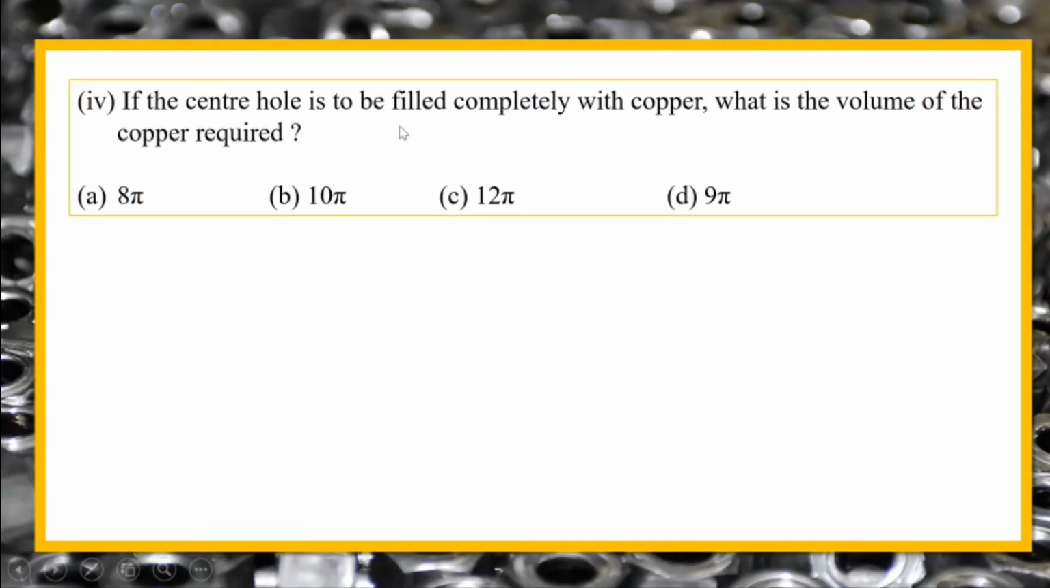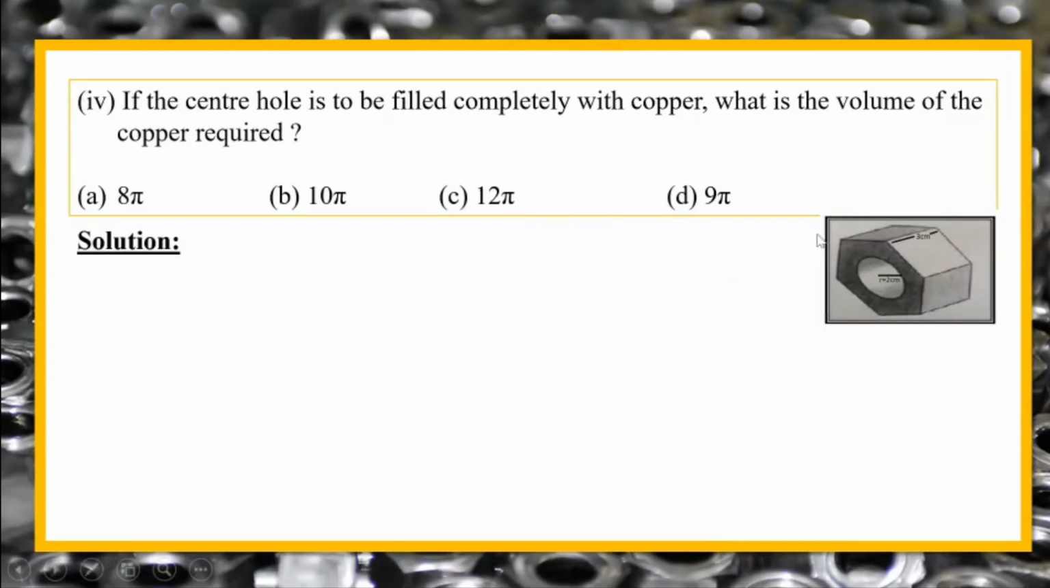The fourth part is the center hole is to be filled completely with copper. What is the volume of the copper required? Now the center hole is what? Center hole is this cylindrical portion. This complete hole, this cavity has to be completely filled with the copper. So the volume of the copper required to fill this hole, this cavity is what? It will be equal to volume of the cylinder of radius 2 centimeters and height 3 centimeters.